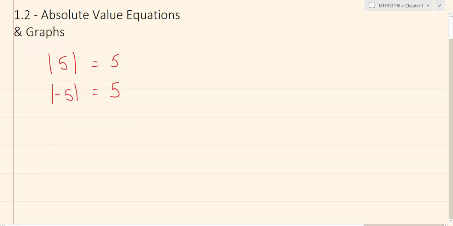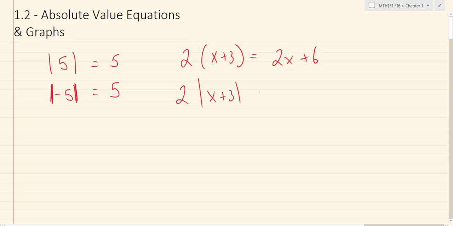By the way, these are two vertical lines like this, right? These are the absolute value symbols. And they are very much not like parentheses. For example, 2 times x plus 3, that equals 2x plus 6, piece of cake. 2 times the absolute value of x plus 3 is not equal to, I don't even know how you would write this. What are you going to write?